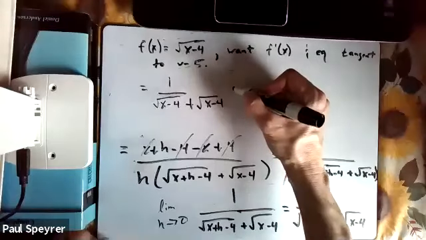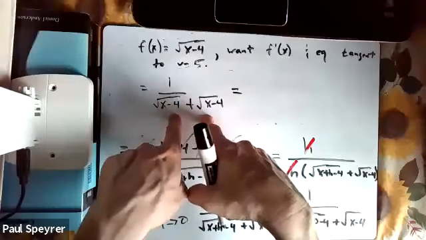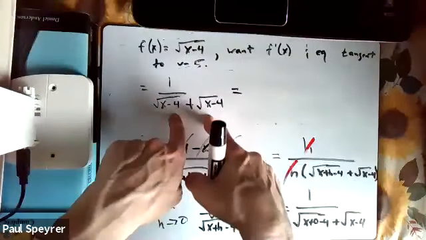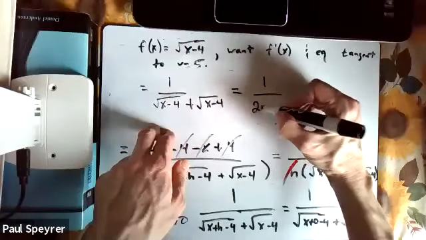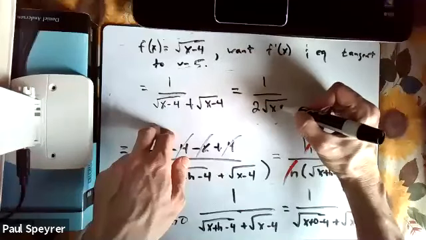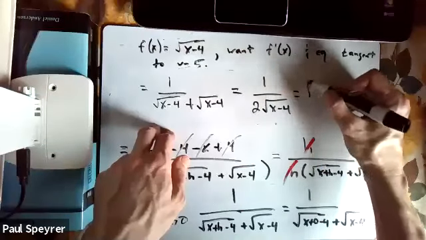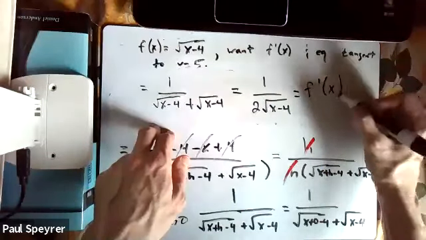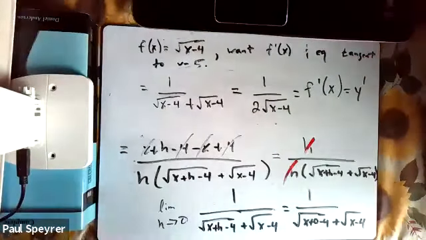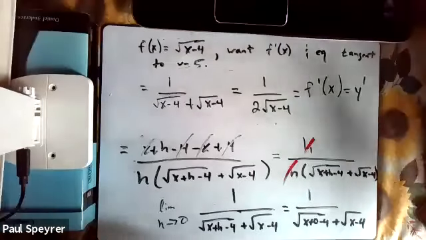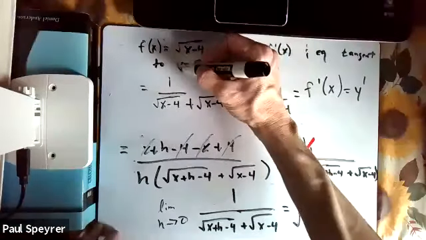Can we simplify this a little further? Sure, because if you have 2 of the same things in the denominator, you can combine them, right? This is 1 over 2 square root of x minus 4. And again, I'm going to call it f prime of x, or I'll say it's equal to y prime. Those both mean first derivative, right? That's the derivative equation for our curve.